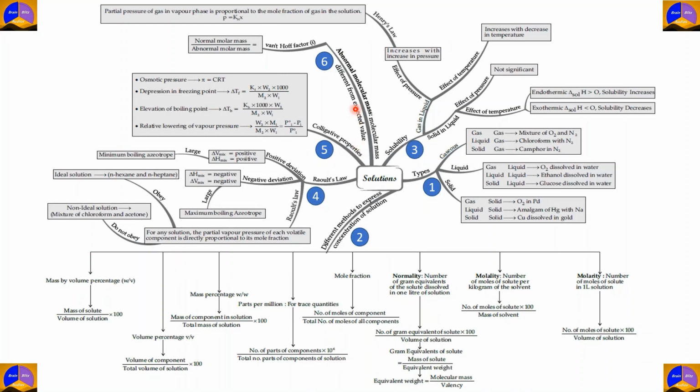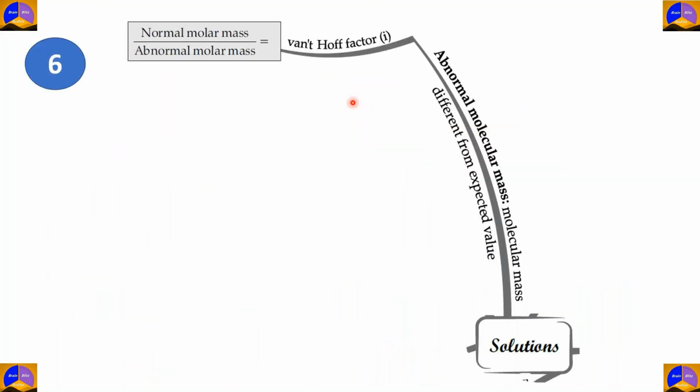Now let's move on to abnormal molecular mass. What is abnormal molecular mass? Suppose a solution exhibits colligative properties. Some phenomena occur. In some solutions, the solute is divided into further ions, thereby reducing its molecular mass, while in others, it forms polymers such as dimers or trimers, thus increasing molecular mass. So the abnormal molecular mass is defined as the molecular mass different from the expected value, and this is due to colligative properties.